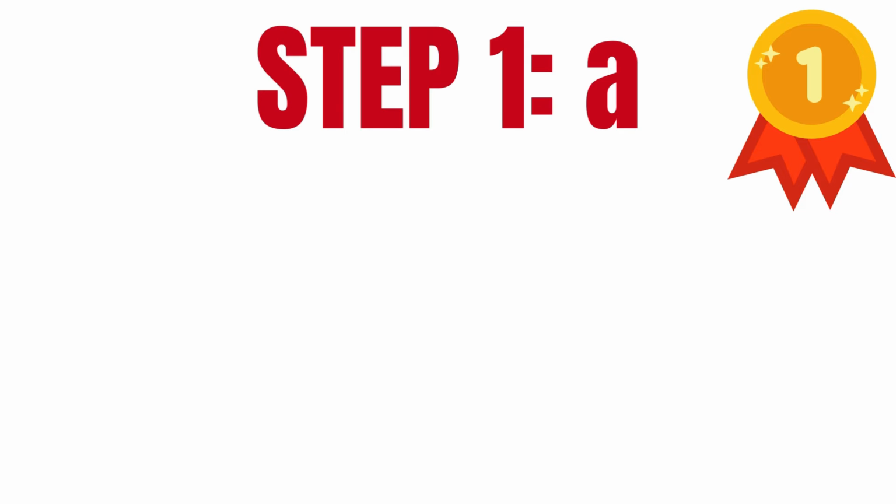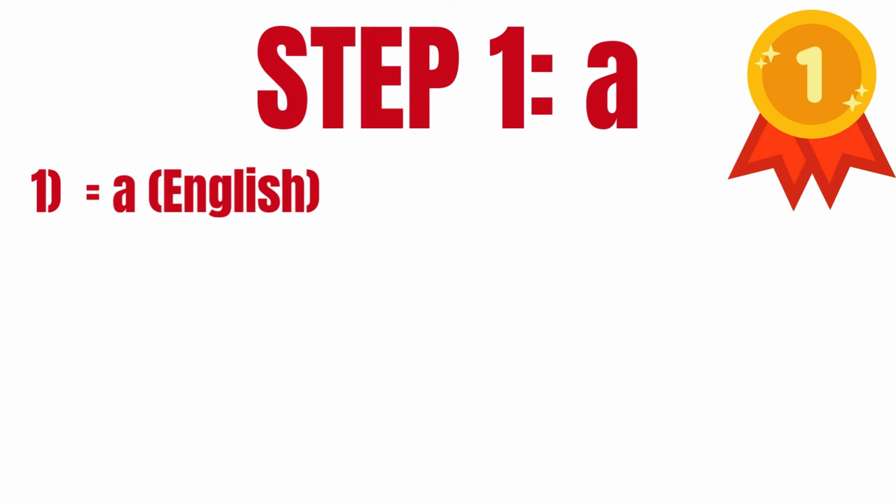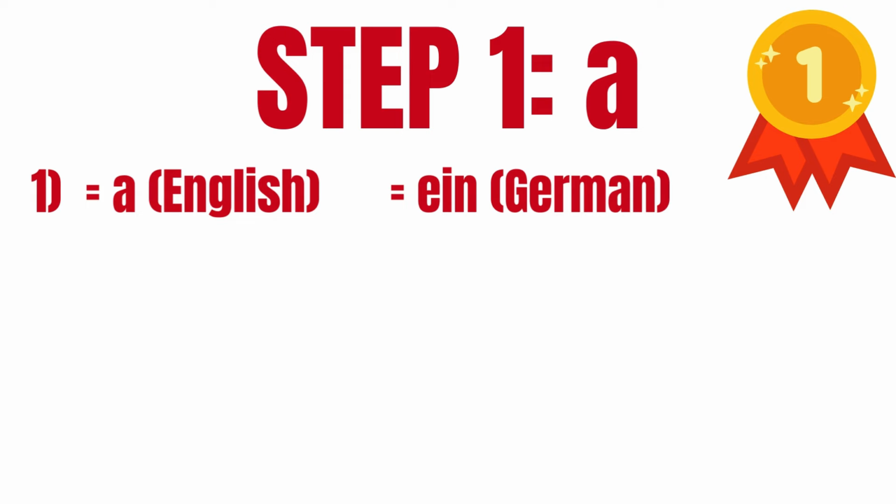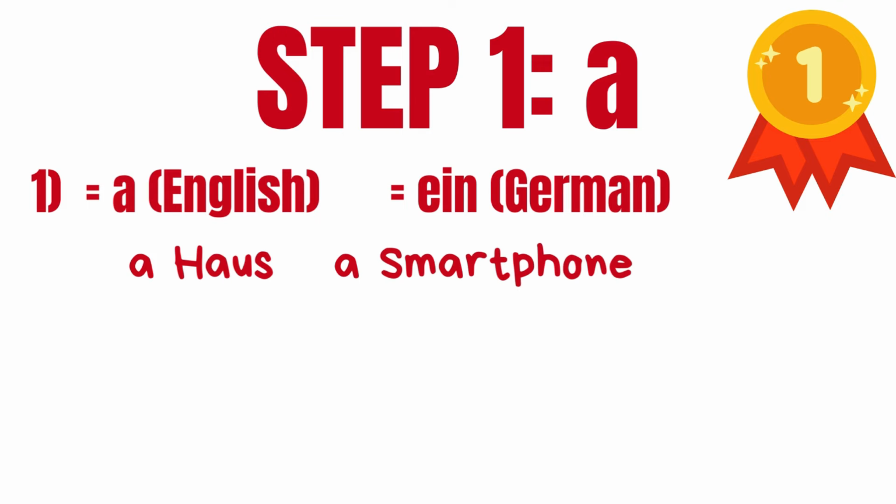First of all, let's start with the sound a. That's our first step. A means a in English, so it's the same in English and Austrian German. In Standard German, we use an. But let's take a look at some examples in Austrian German: a house, a smartphone, and so on.